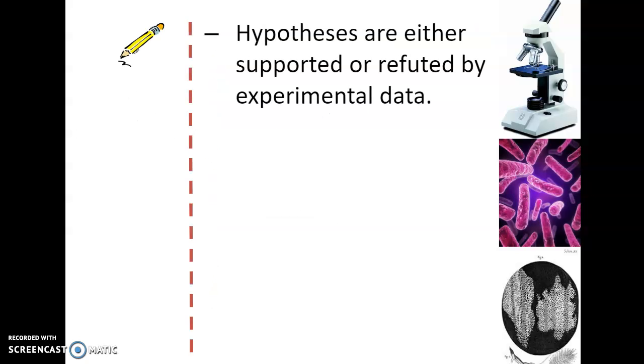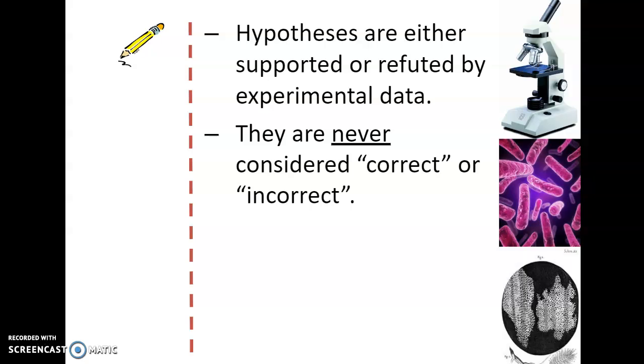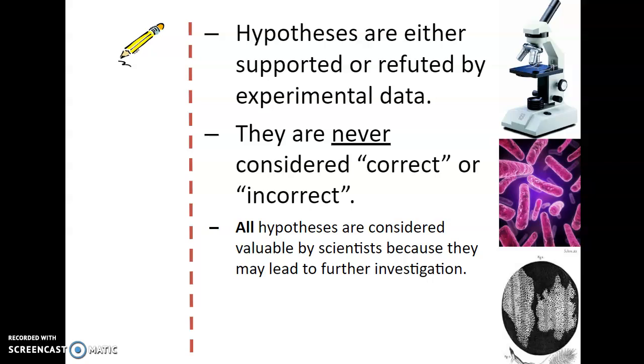Hypotheses are either supported or refuted by experimental data. Remember that important word that we learned when we were learning about the steps of the scientific method, refute. Refute is just another fancy way of saying reject. They are never considered correct or incorrect. All hypotheses are considered valuable by scientists because they may lead to further investigation. So your hypotheses may end up being accepted or rejected by your data. However, they're not considered correct or incorrect because these can determine what changes you might make for future experiments.